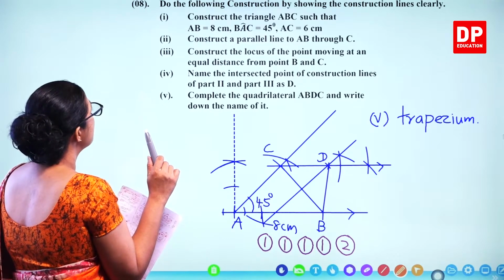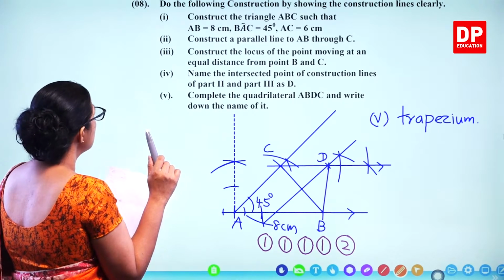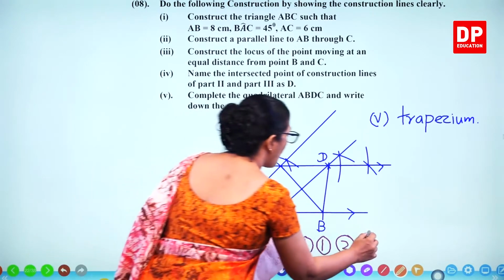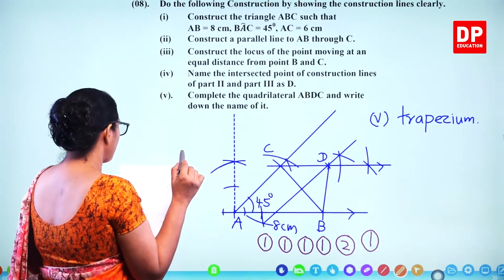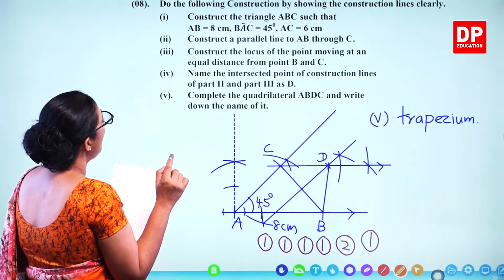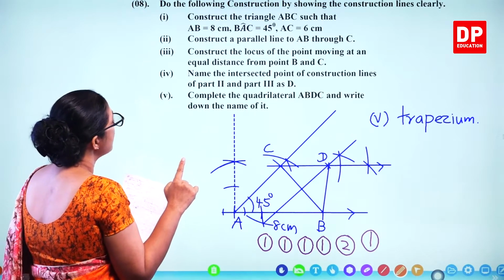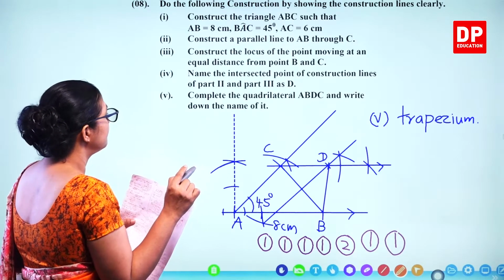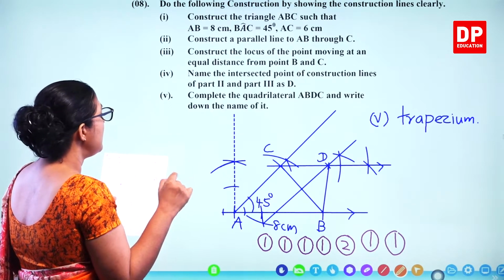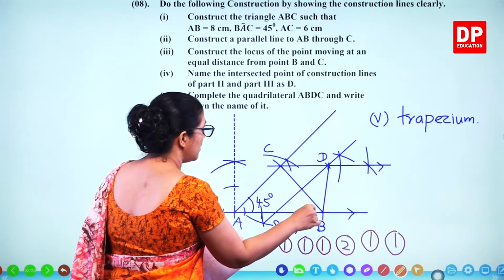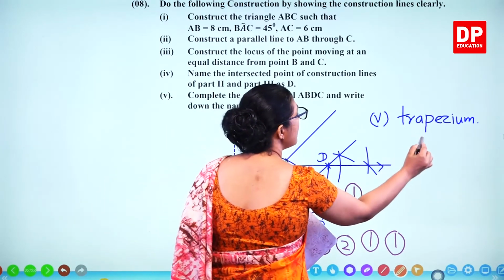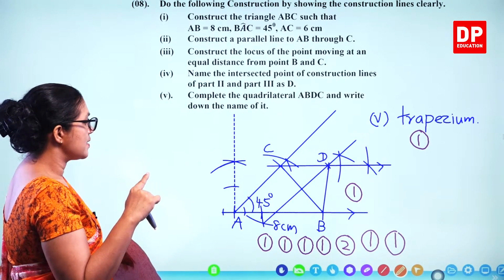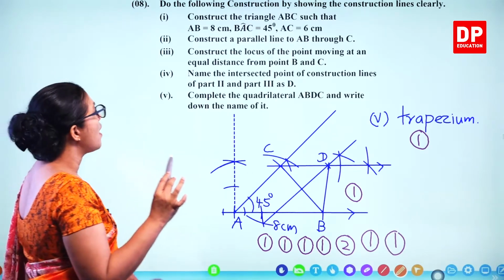And then the equal distance, the perpendicular bisector, 1 mark. Marking the intersecting point D, 1 mark. Completing the quadrilateral 1 mark, and writing down the name 1 mark. 1, 2, 3, 4, 5, 6, 7, 8, 9, 10. So 10 marks for that question.